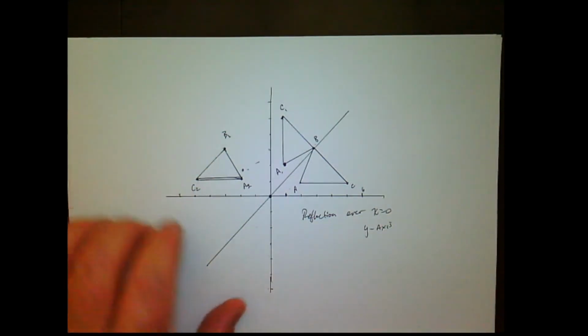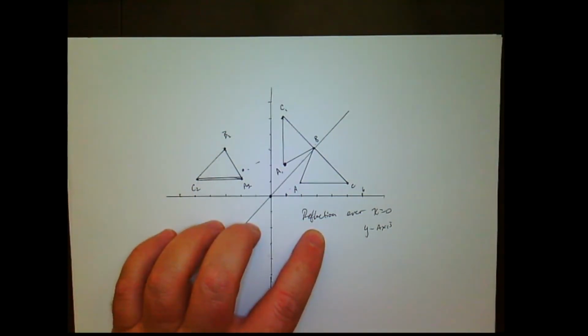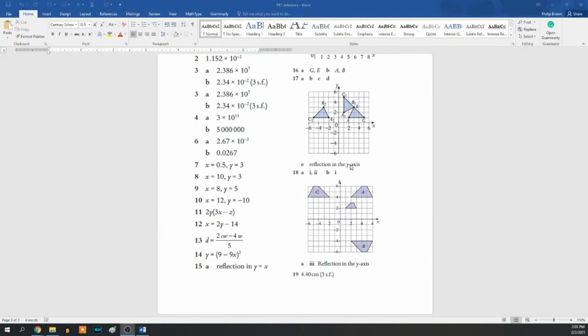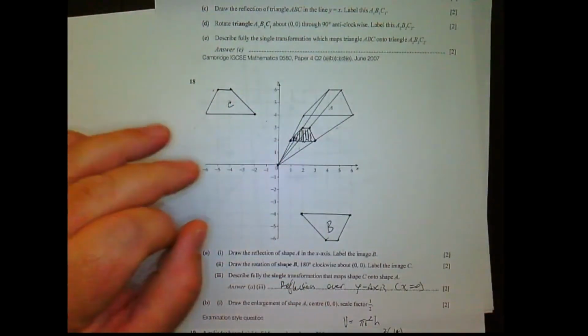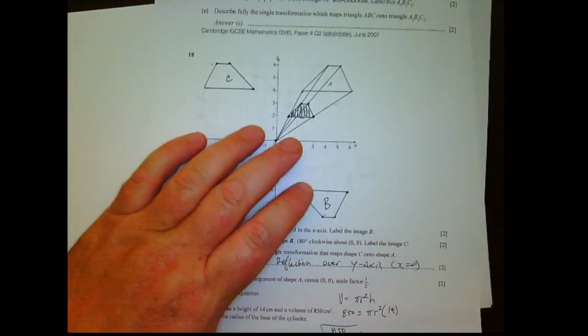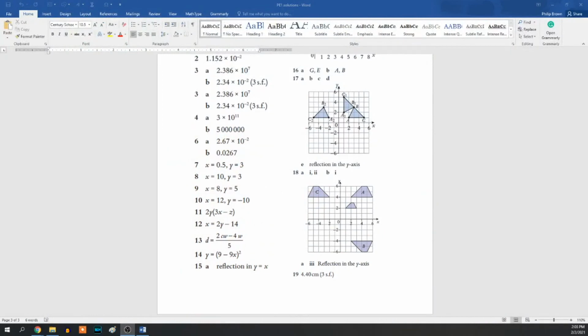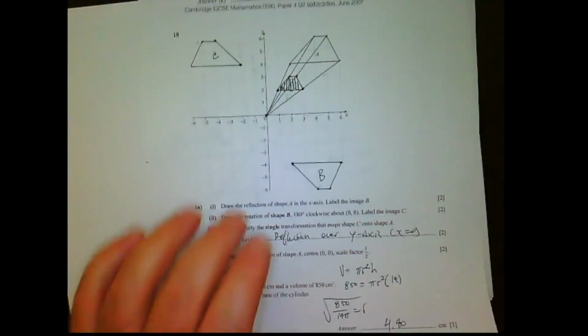We're good there. Reflection about the y-axis. That's what it says right here. So we're good. All right. So now number 18 says, all right, so here's A. That's no problem. This is correct. This is correct. And that's correct. So we're good there. Reflection over the y-axis. That's what I've got for the set part right here. Reflection over the y-axis. And then 4.40, correct to 3 significant figures.